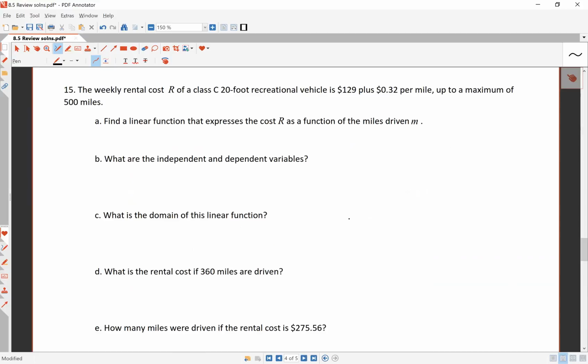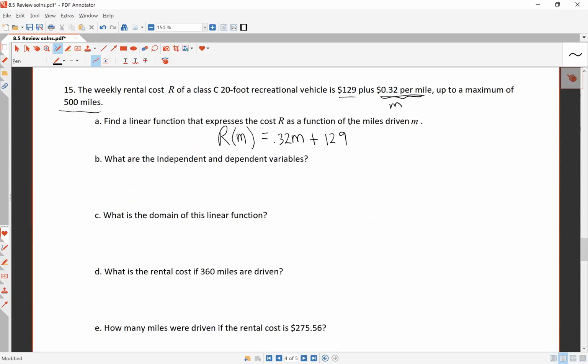Number 15, the weekly rental cost R of a Class C 20-foot recreational vehicle is $129 plus 32 cents per mile, up to a maximum of 500 miles. Find a linear function that expresses the cost R as a function of the miles driven M. So R of M will equal, the slope is 0.32 because it's 32 cents per mile, and the fixed cost is $129.